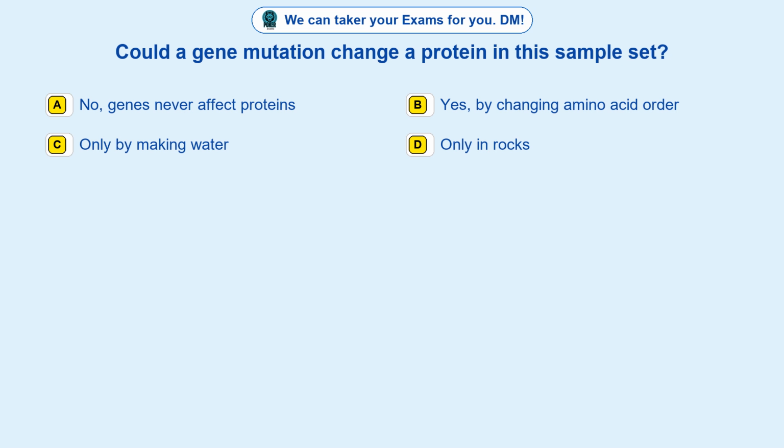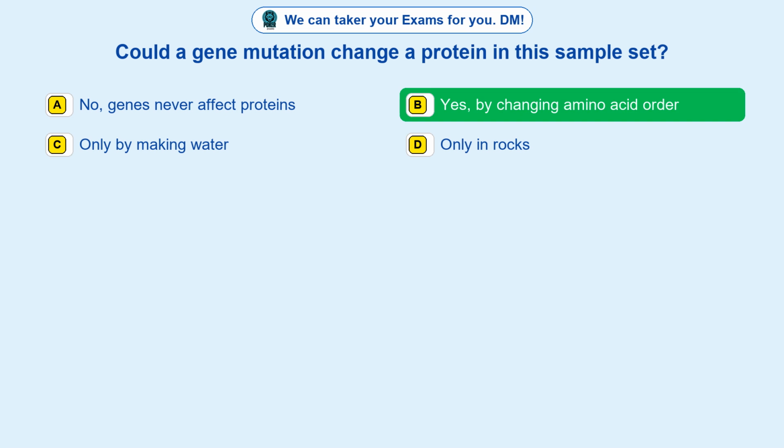Question 10. Could a gene mutation change a protein in the sample set? Option A. No, genes never affect proteins. Option B. Yes, by changing amino acid order. Option C. Only by making water. Option D. Only in rocks. The correct answer is option B. Yes, by changing amino acid order.